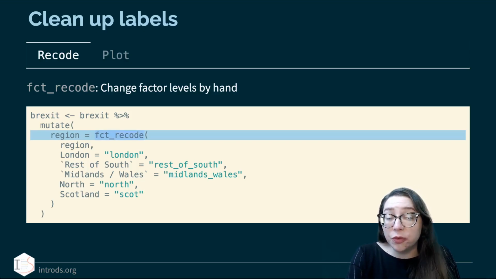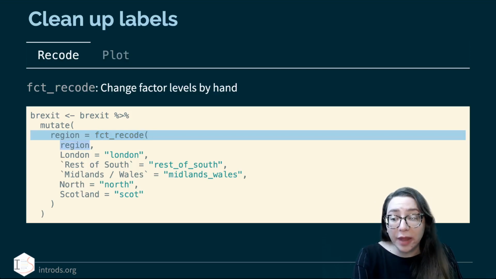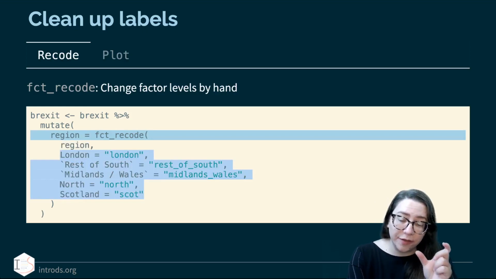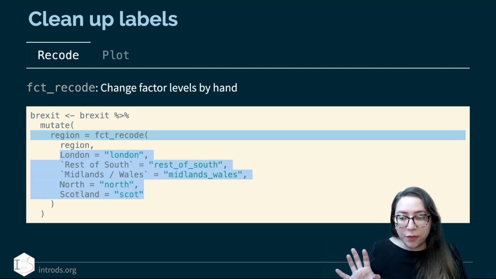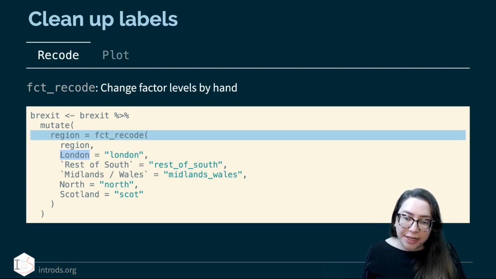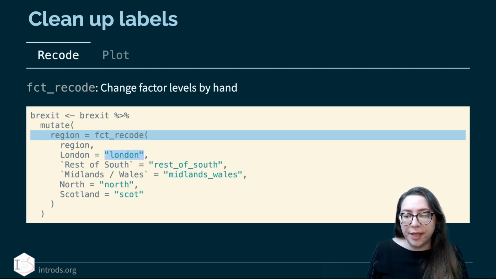This time factor recode, so fct_recode, which again takes as its first argument the variable you want to recode, in this case region, and then takes as many arguments as you need, and these are going to be kind of named elements, if you will. On the left-hand side, we have what the new factor level should be. And on the right-hand side, in quotation marks, we have what it is as it appears in our data set.